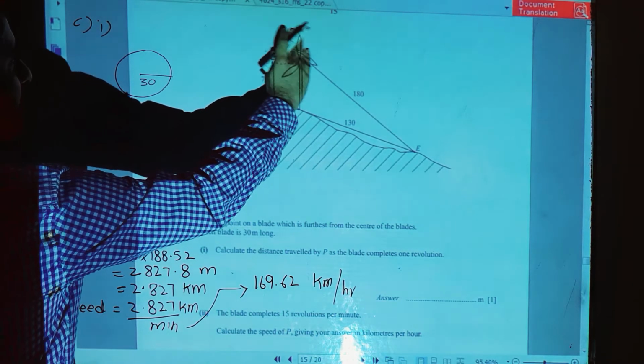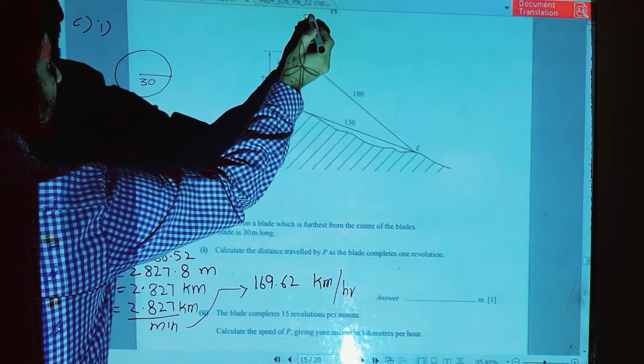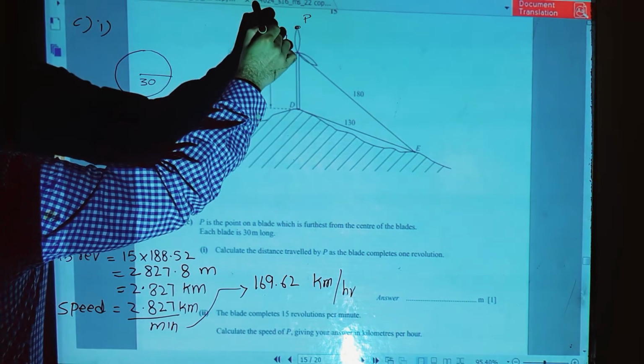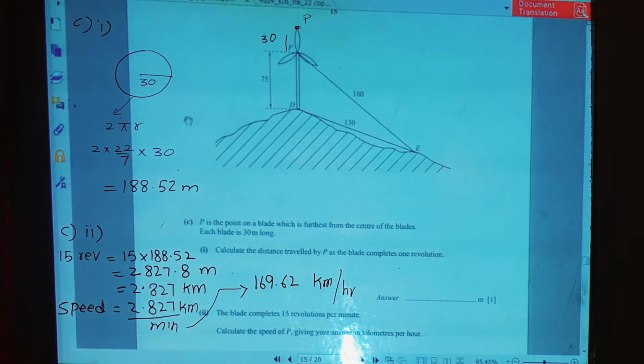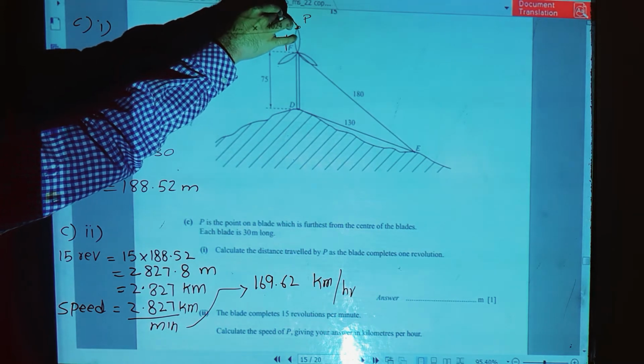So basically we have a point P and it is furthest from the center of the blade. Each blade is 30 meter long, so this is 30. Calculate the distance traveled by P as the blade completes one revolution.